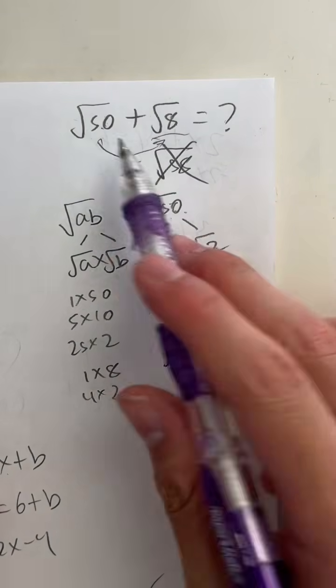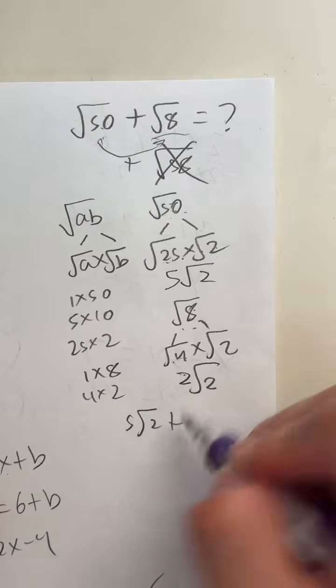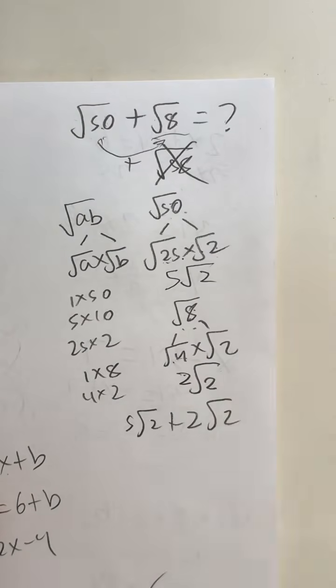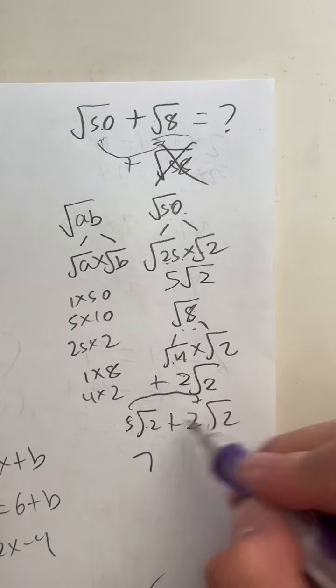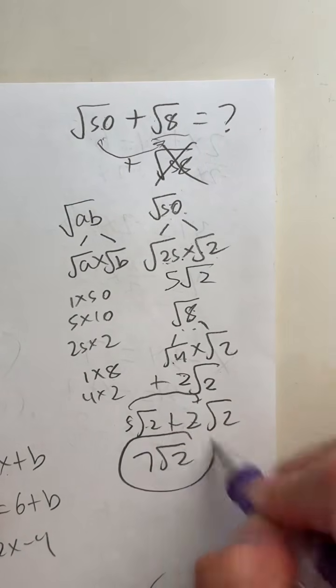And when I'm adding it together, the square root of 50, which is 5 root 2, plus the square root of 8, which is 2 root 2. When I add them together, I'm just adding 5 plus 2, which gives you 7. And when you're adding radicals, you just keep the root 2. So your final answer: 7 root 2.